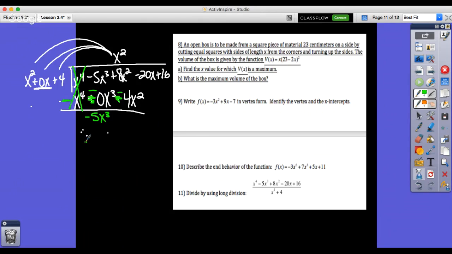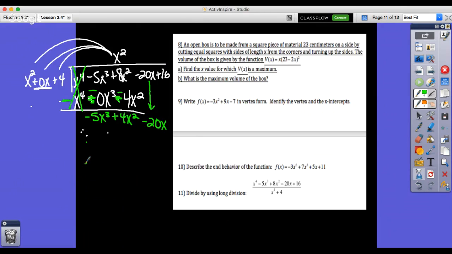Negative 5x cubed, and then plus 4x squared. Nice. And then do we bring down anything? We bring down our negative 20x. Good. And then do we bring down that 16 also or no?